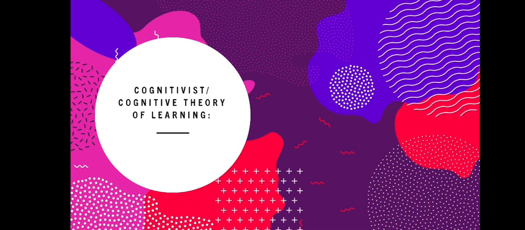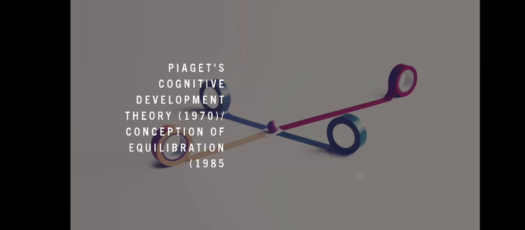Piaget's cognitive development theory, 1970, and conception of equilibration, 1985. Piaget, 1970, proposed that children progress through a sequence of four stages assumed to reflect qualitative differences in children's cognitive abilities. Limited by the logical structures in the different developmental stages, learners cannot be taught key cognitive tasks if they have not reached a particular stage of development.